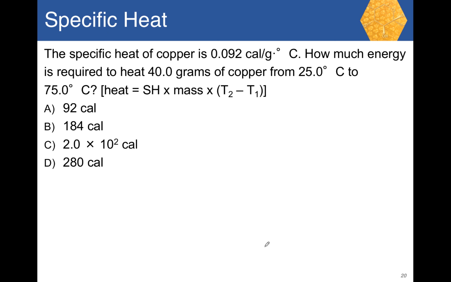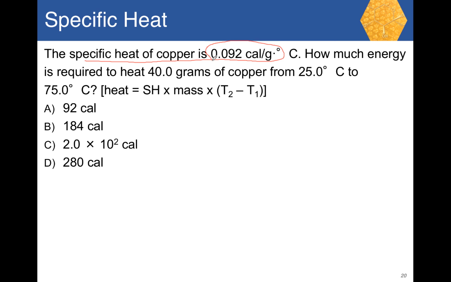So here's a question that you may get, or something like it. You won't get this exact question, but something very close to it. So let's read this through, take our time to make sure we understand it, and then we do the calculation. The specific heat of copper is this. So this is a constant. That is the property of copper.